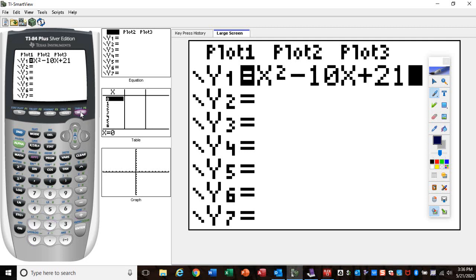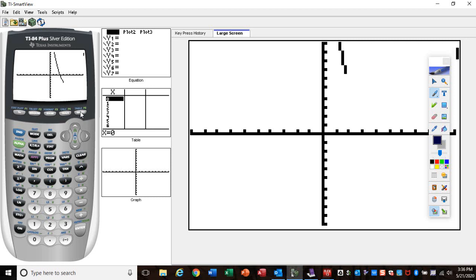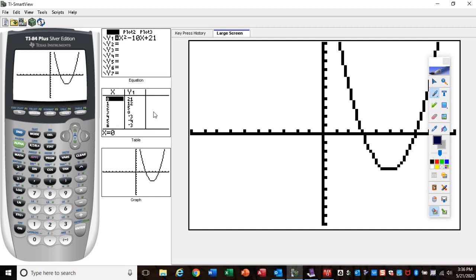Okay, hit the graph key. Remember, we're finding the x-intercepts, the roots, the zeros, the solutions. And what you have here is 3 and 4, 5, 6, 7. 3 and 7.